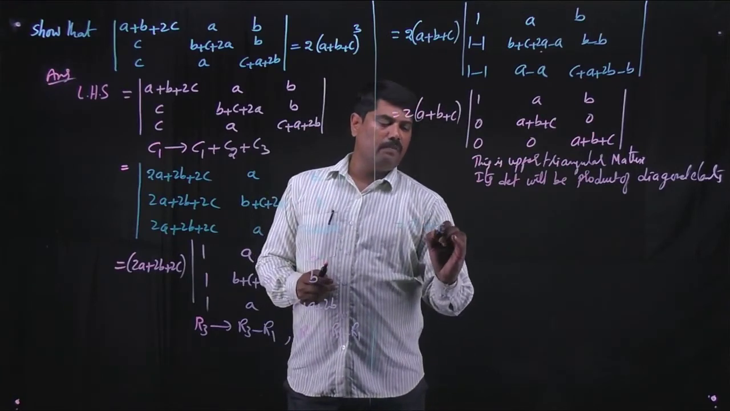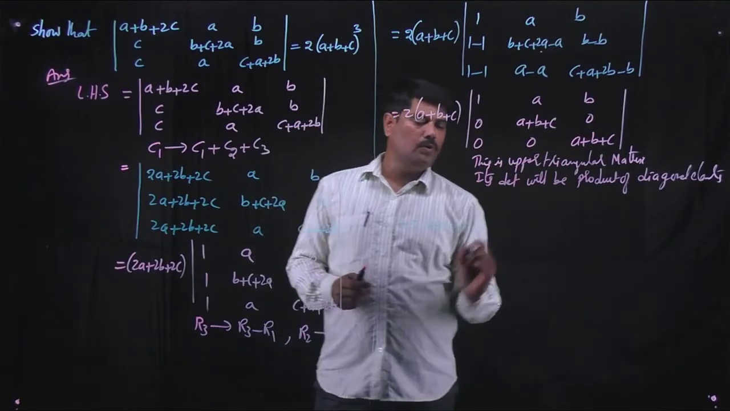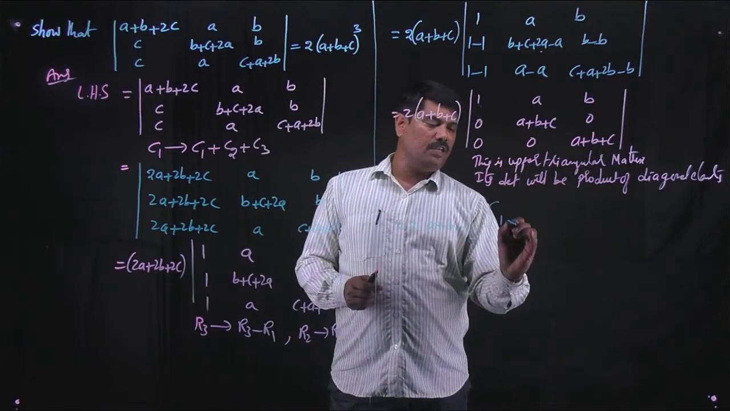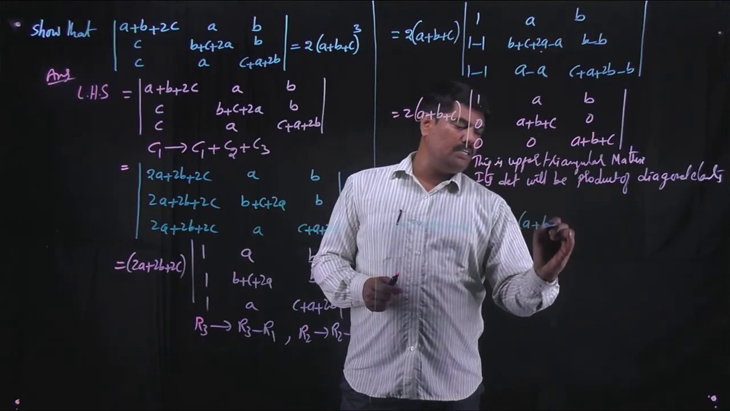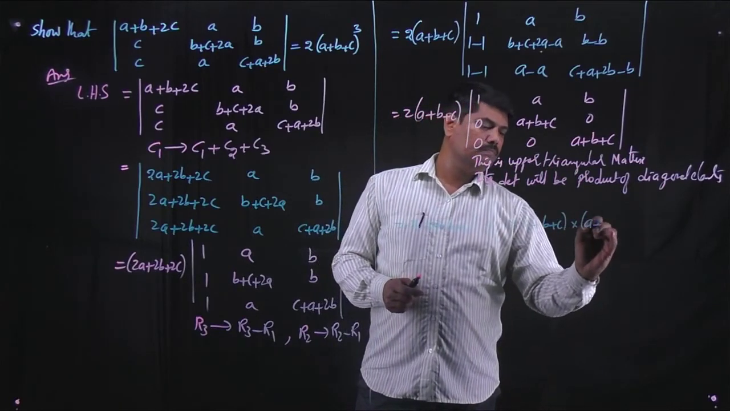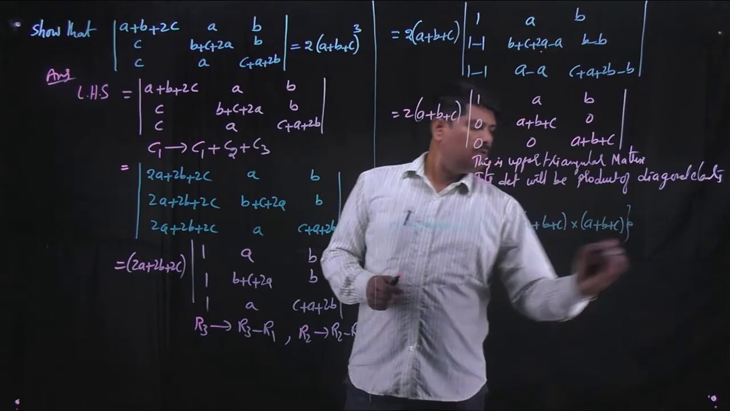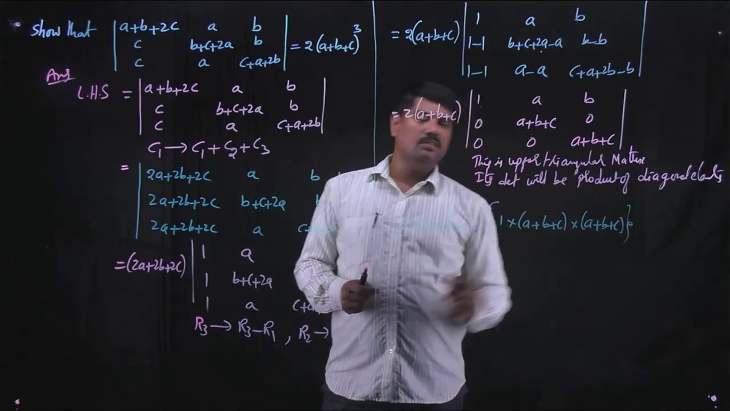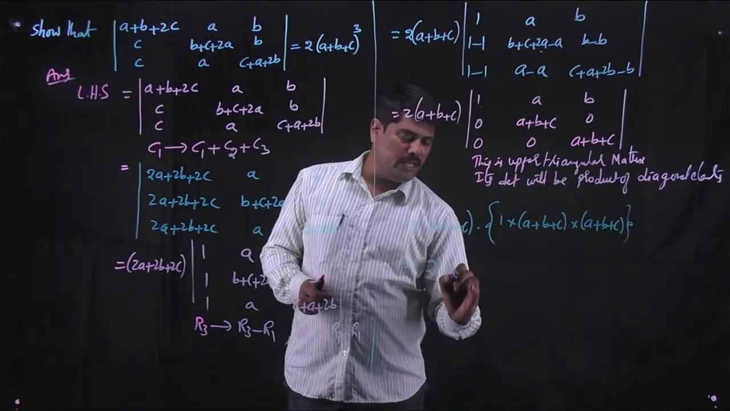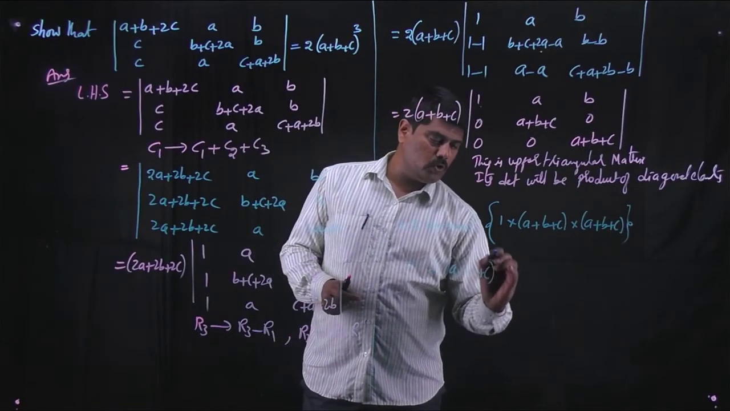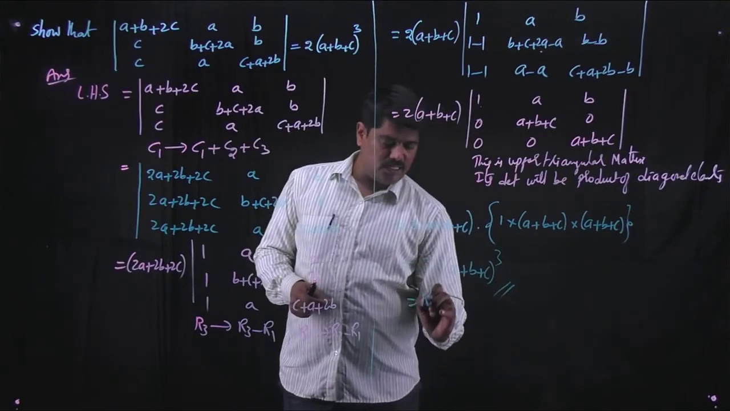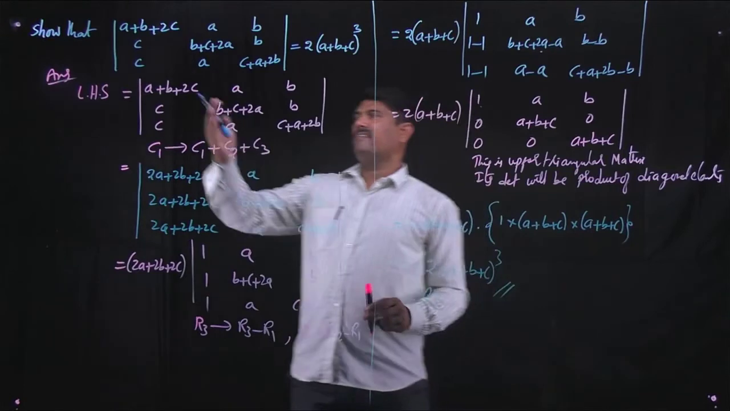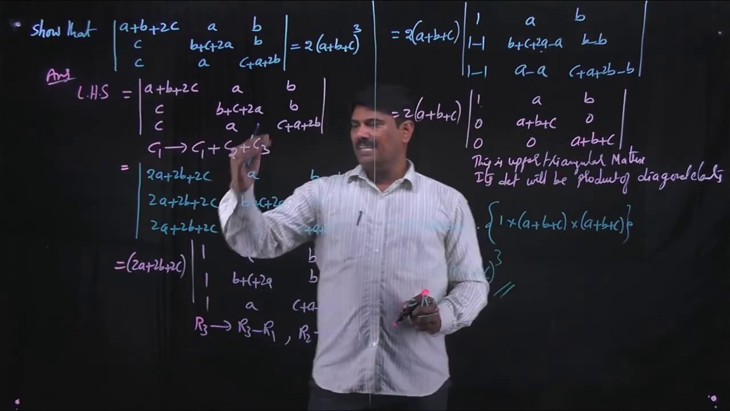So the next step will be 2 into a plus b plus c into, what are the diagonal elements here? 1, a plus b plus c, a plus b plus c. 1 into a plus b plus c into a plus b plus c. So we get a plus b plus c three times in the product, which gives 2 into a plus b plus c whole cube, which is the required RHS of the given problem. This is how we can verify the given problem by considering the first step.